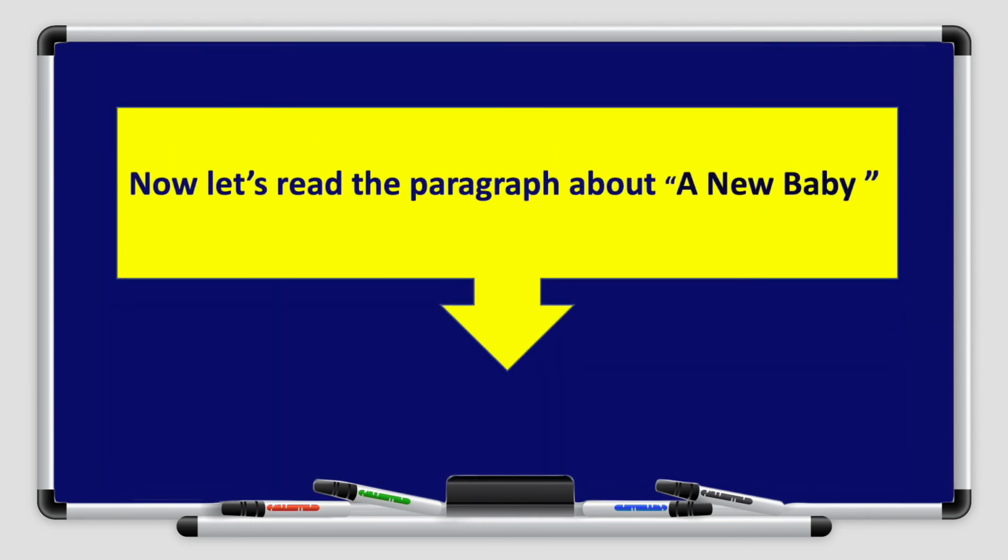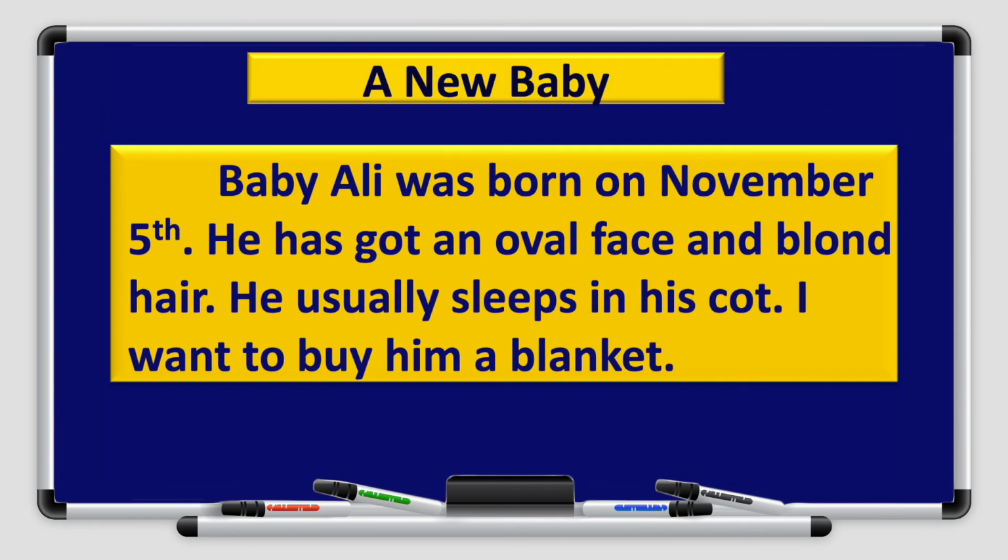Now let's read the paragraph about a new baby. A new baby. Baby Ali was born on November 5th. He has got an oval face and blonde hair. He usually sleeps in his cot. I want to buy him a blanket. Remember, boys and girls, to start writing your paragraph with the title at first, then leave a space before starting your paragraph. Start with a capital letter, end each sentence with a full stop, and begin the next sentence with a capital letter.